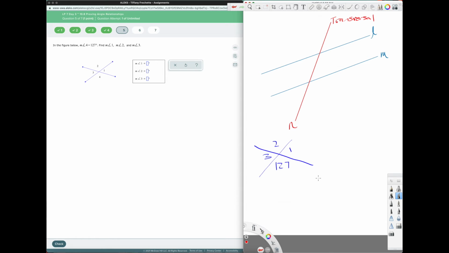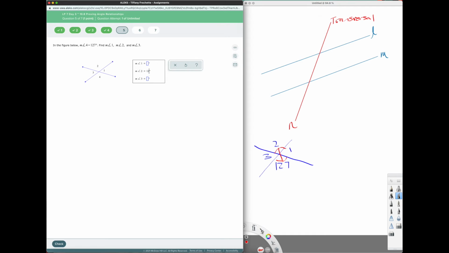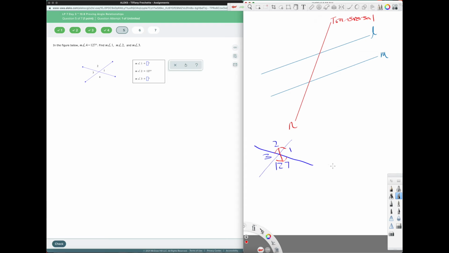The easy one to start with is vertical angles, because I can just go across, and they have to be equal to each other. So I know angle 2 is going to be 127 degrees. So without doing any calculations, just understanding that definition, I know what angle 2 is going to be. Angle 3 or angle 1, I can kind of make my choice. So I guess I'll do angle 1 first here.